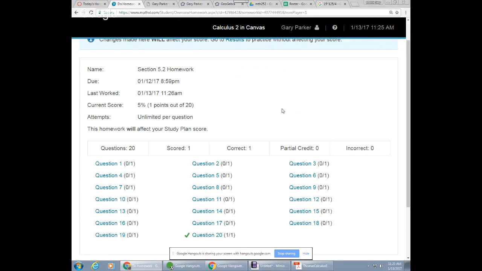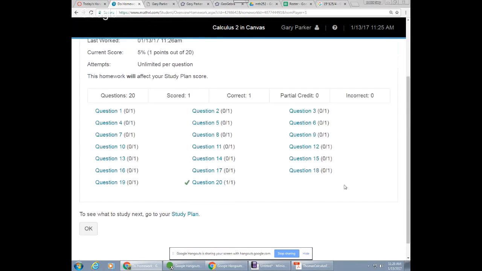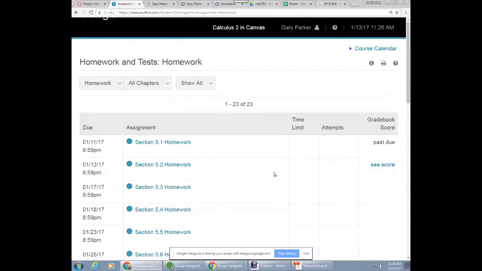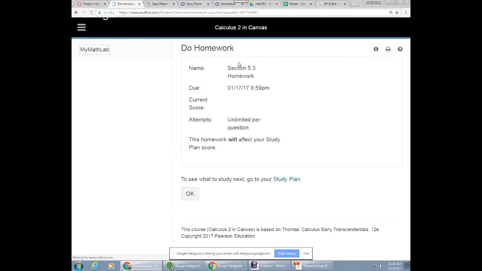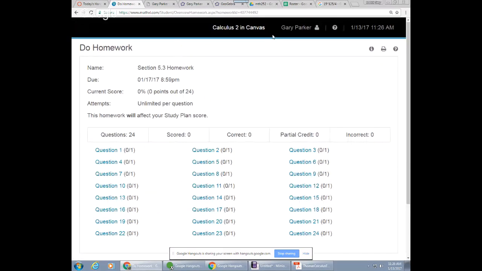Yep, the limits are always the challenging parts. Okay, so let's take a look at some stuff in 3. I didn't see that yet. I'll have to take a look. Okay.